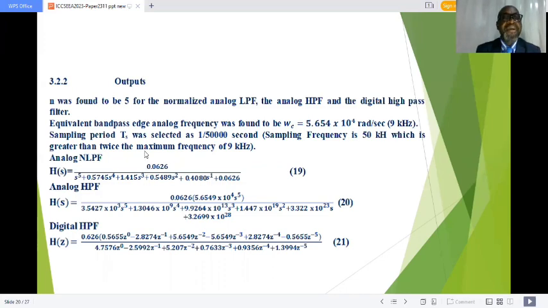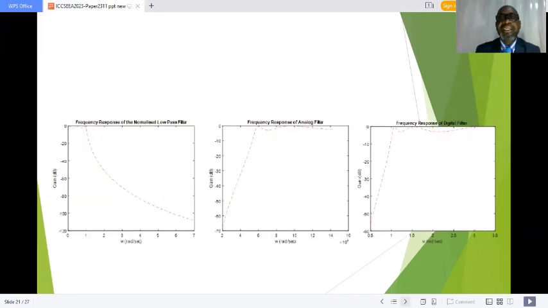So we have, this is the transfer function for the analog normalized low pass filter. This is the transfer function for the high pass filter. And this is analog. This is for digital. And these are the frequency responses. Normalized low pass filter, analog high pass filter, digital high pass filter.